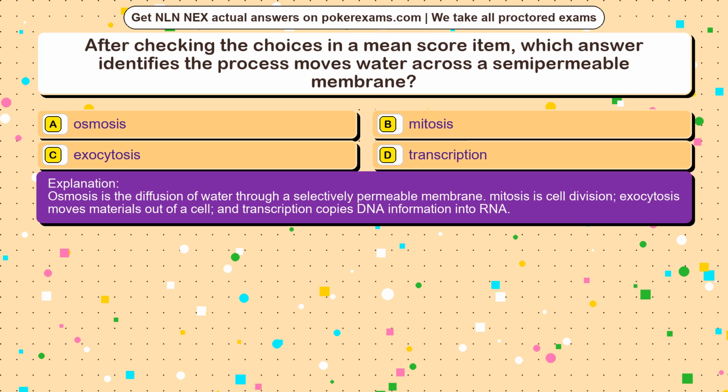Osmosis is the diffusion of water through a selectively permeable membrane. Mitosis is cell division. Exocytosis moves materials out of a cell, and transcription copies DNA information into RNA.